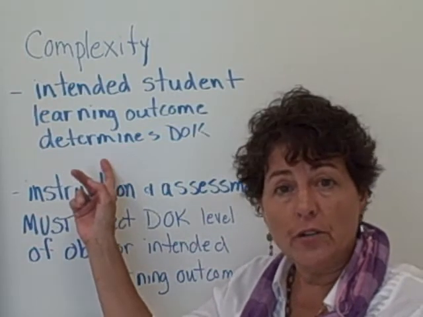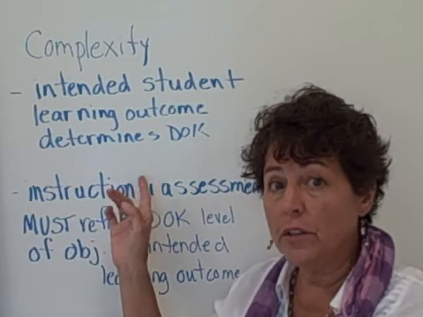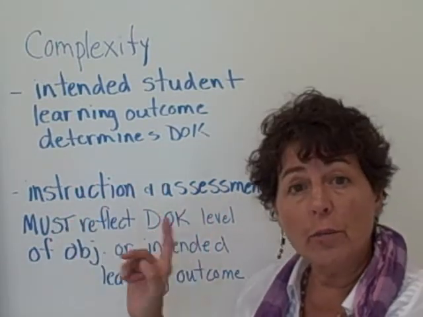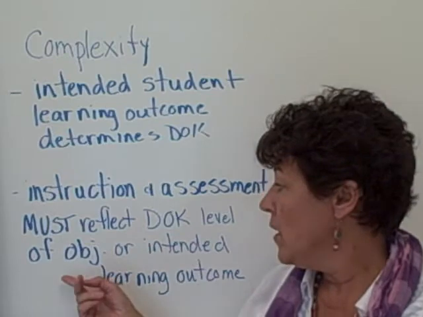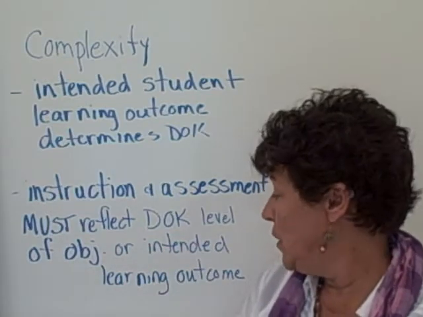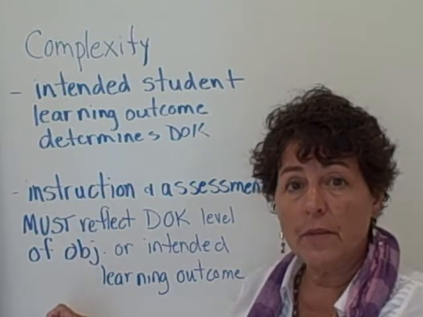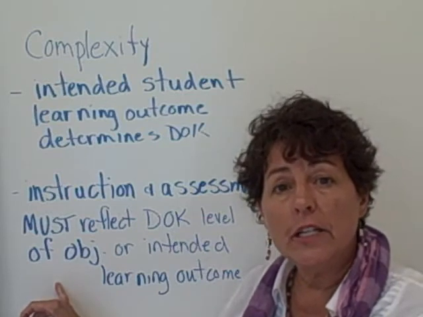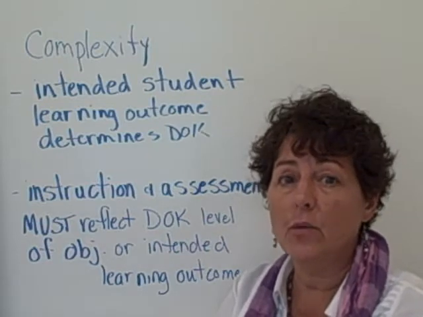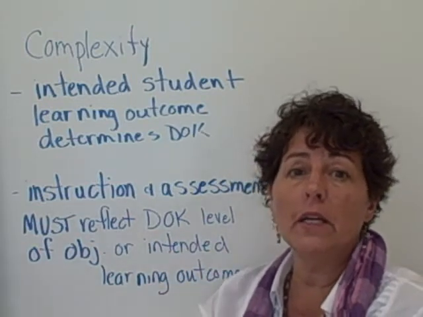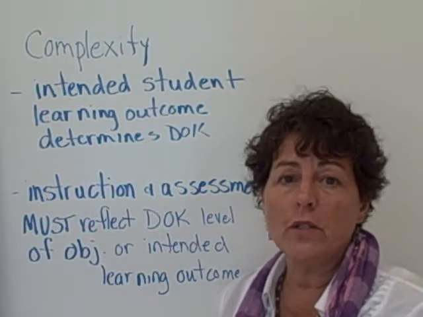So we have to know those standards, and we have to know at what level those standards should be instructed and assessed. So we need to remember that instruction and assessment must reflect depth of knowledge of the objective or the intended learning outcome. With Webb's depth of knowledge, you've got to look at each standard and then how you're teaching it. And what is the expected outcome? That's why we have to begin at the end. We have to know what the outcome is before we can begin teaching our students. We can't teach them the Common Core standards if we don't know what is going to be expected of them.